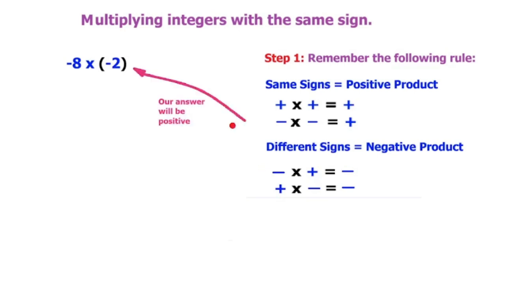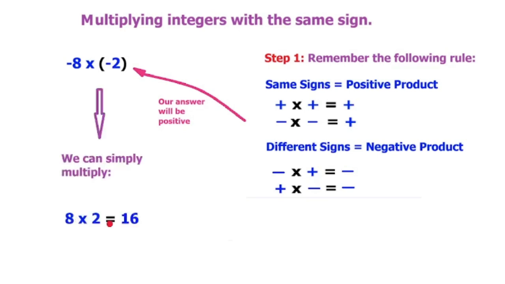So now we can see that we have this situation. We have two negative signs, so our answer will be positive. So we can simply multiply 8 times 2, which equals 16. Positive 8 times positive 2 gives you 16. And in this case, we have this situation: a positive times a positive gives you a positive. So just to make it easier, you could just get rid of the negative signs and calculate using the positives. So just keep in mind that doing this calculation is going to equal positive 16.